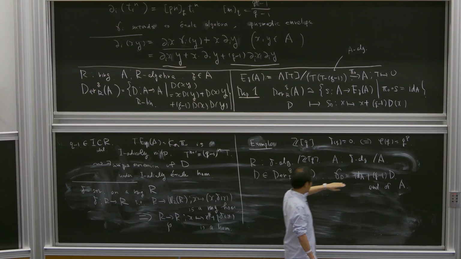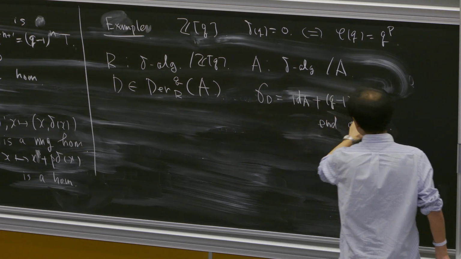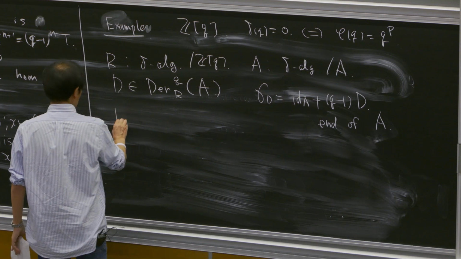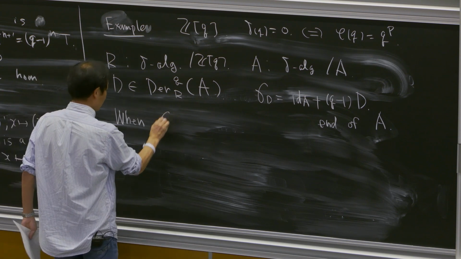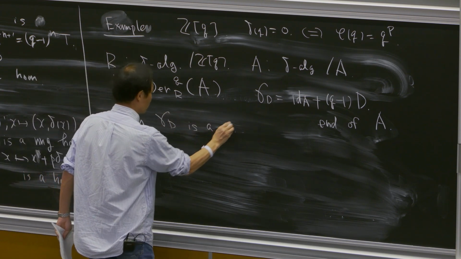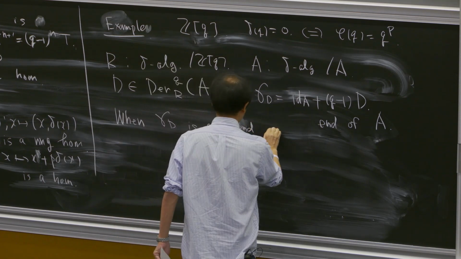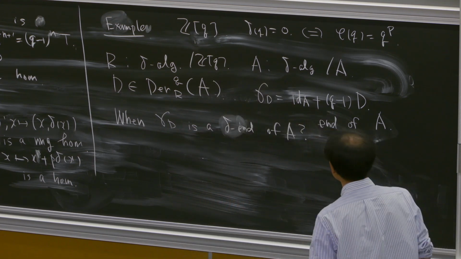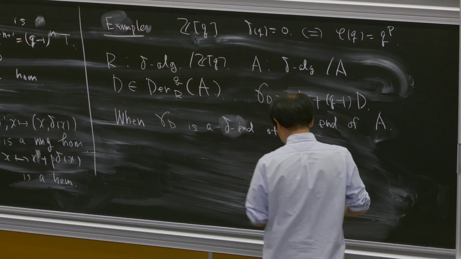But the point is that in our setting, D is not defined by gamma D in general, because q minus 1 may not be a non-zero divisor. But we want to consider the following question: when gamma D is a delta homomorphism, a delta endomorphism of A. And so if you write down this compatibility explicitly, it's very complicated.